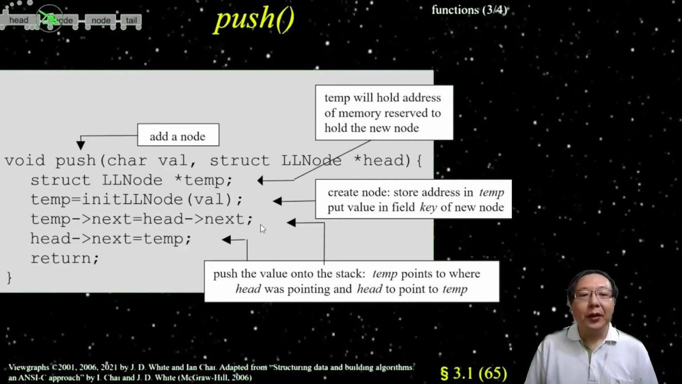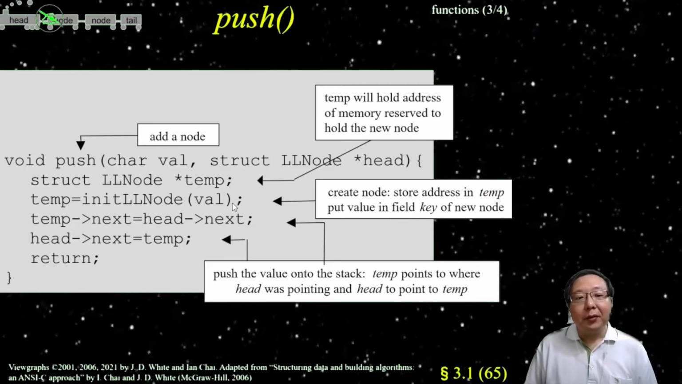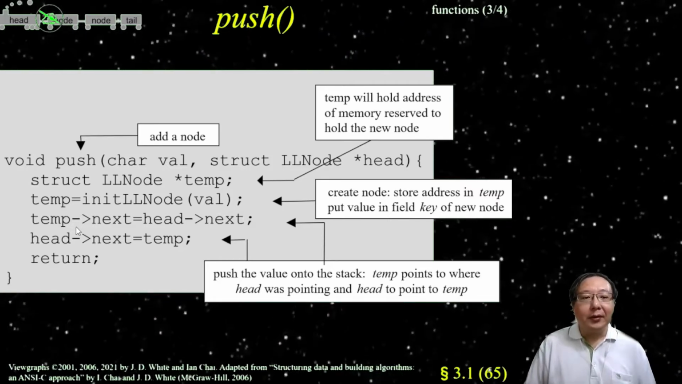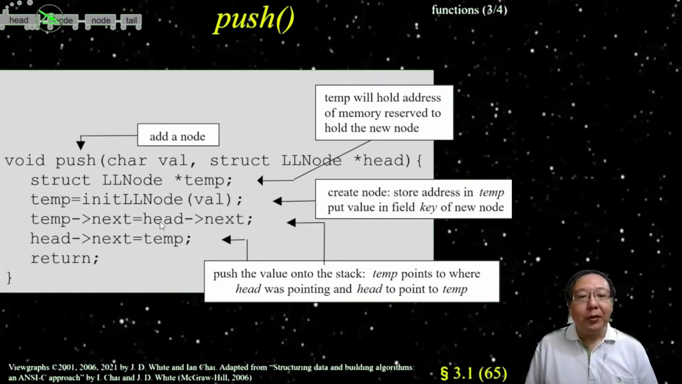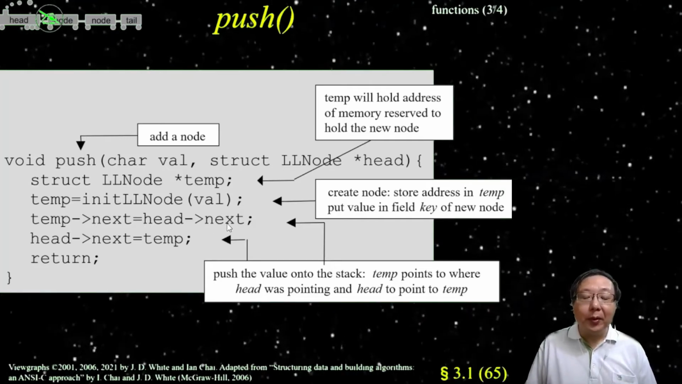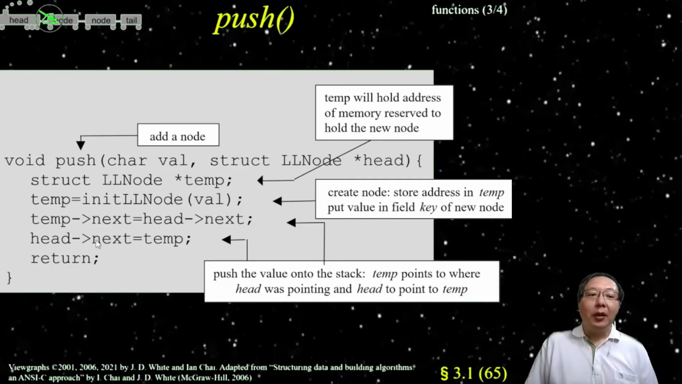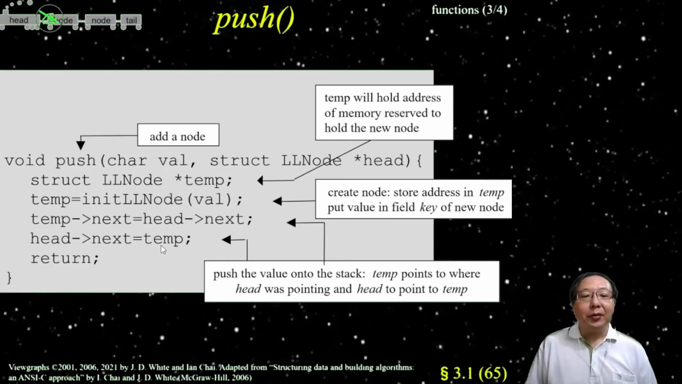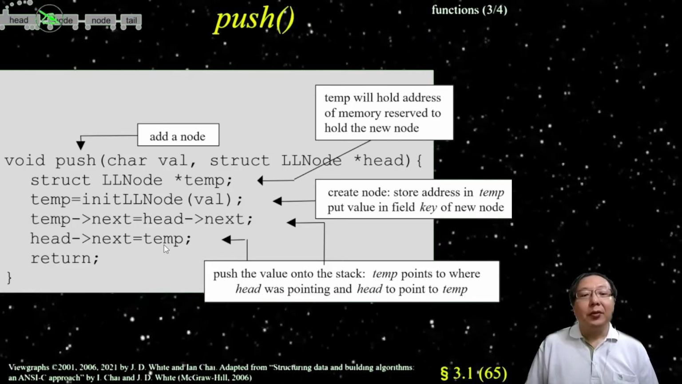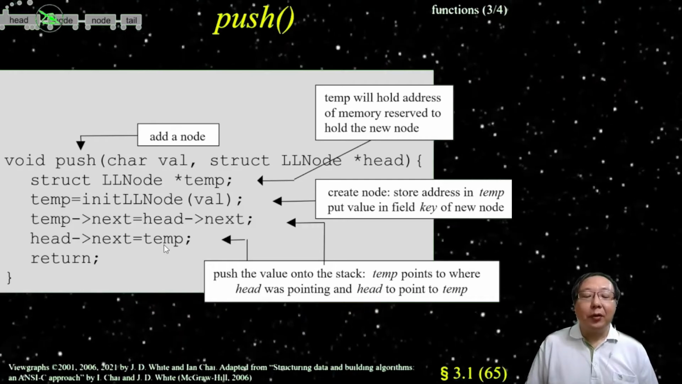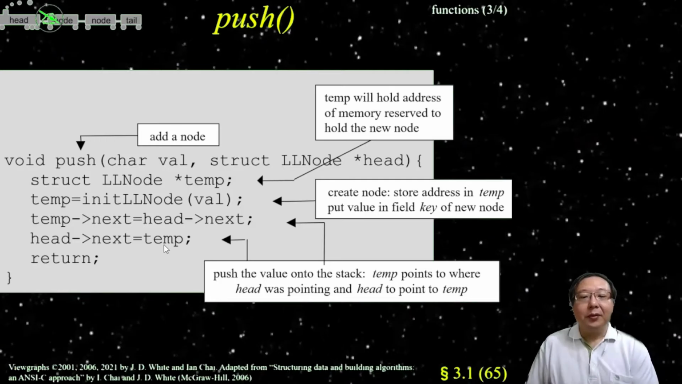This is the push function. The push function calls init.ll node to create a new node, and then it connects the next of that new node to the head arrow next, because we always add the new node to the head of the stack. Then it connects the head arrow next to the new node. So now the head is pointing at the new node. So it goes from the head node to the new node to the previous first node.